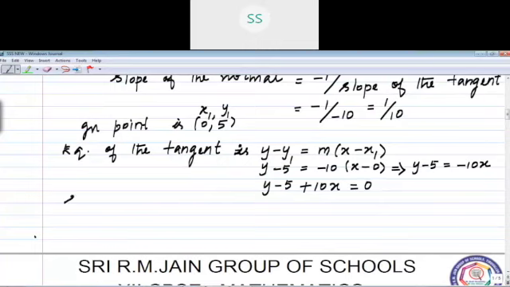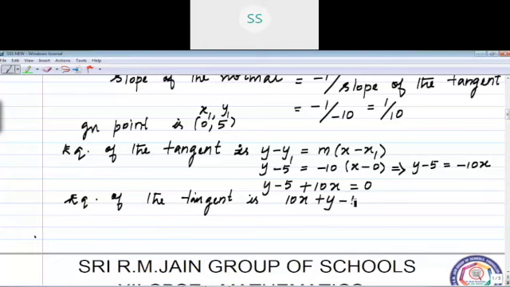Therefore, equation of the tangent is 10x plus y minus 5 equal to 0, right? Next we are moving to the equation of the normal.